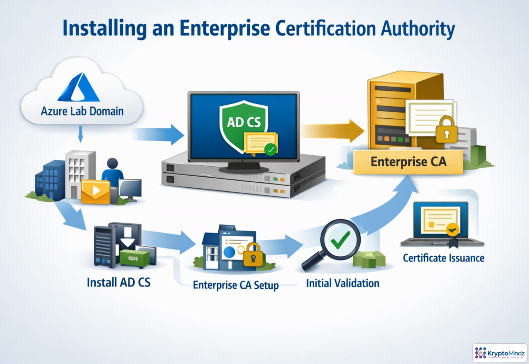In this module, you'll turn a PKI design into a working enterprise certification authority. We'll install the ADCS role in an Azure lab domain, configure an enterprise CA, run initial validation, and end with a CA ready for certificate templates and enrollment.